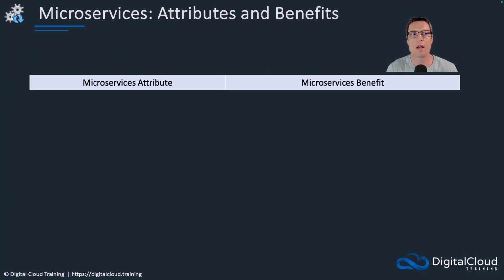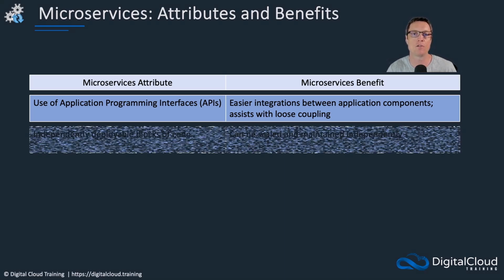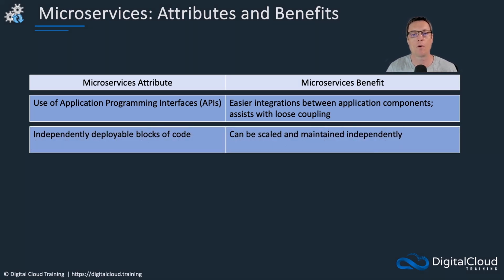So some of the attributes and benefits of using microservices are we get to use APIs. So everything in the cloud has an API. That means we have those common languages that we can write into our code in order to integrate the different components of our application. And loose coupling so that we're separating those components so they don't have those close interdependencies on each other. We have independently deployable blocks of code. That means that they're separate from a maintenance perspective and scaling is separated as well. Some components of our application might have more traffic than others, and they can scale easily and elastically and independently.